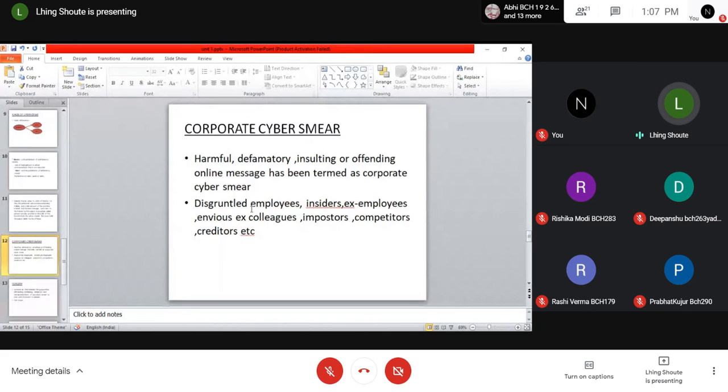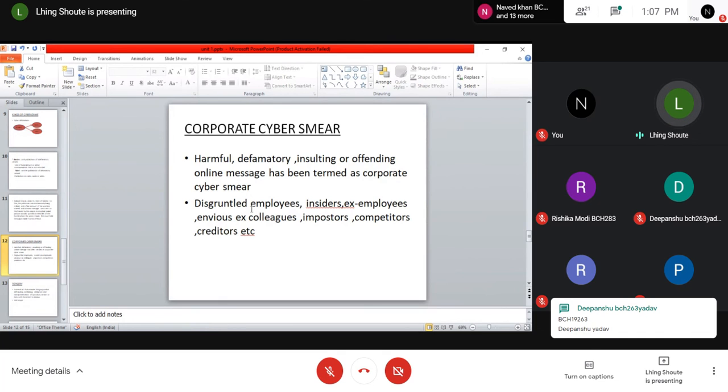Information is very important for stockholders or in the financial sectors, where harmful, defamatory, insulting or offending online messages about the company or management will affect the functioning or the stocks of the company. These are all corporate cyber smear. Any information that's there in the market.